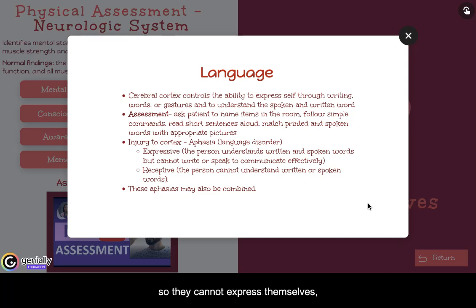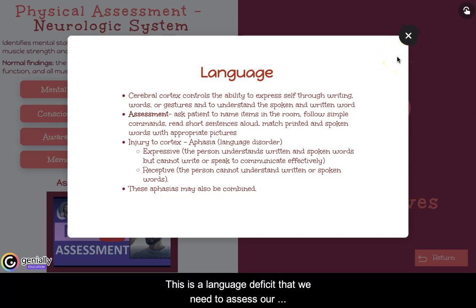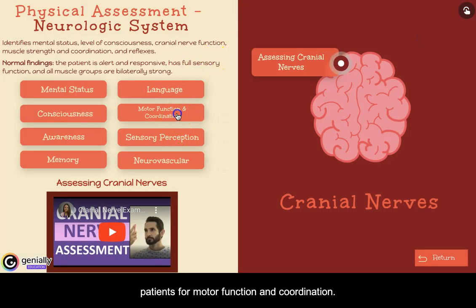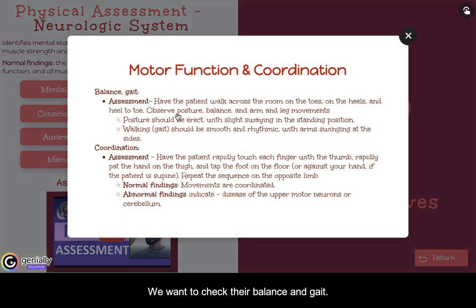So they cannot express themselves, nor can they understand the written or spoken word. So this is a language deficit that we need to assess our patients for. Motor function and coordination. We want to check their balance and gait.